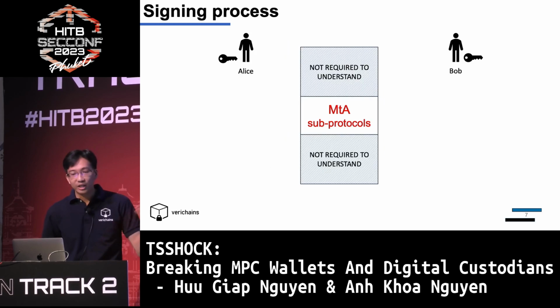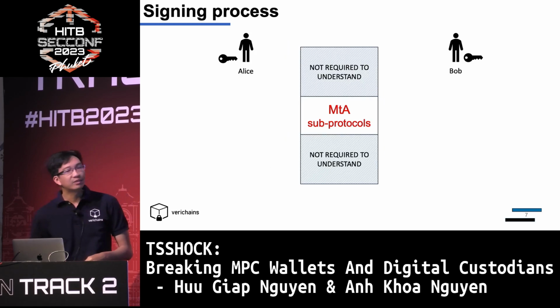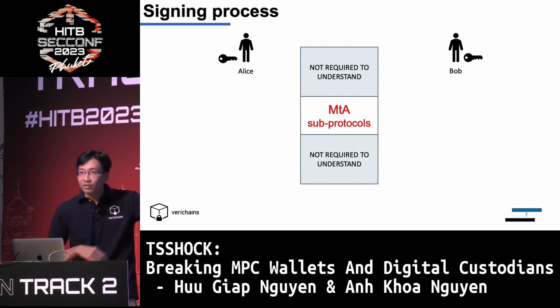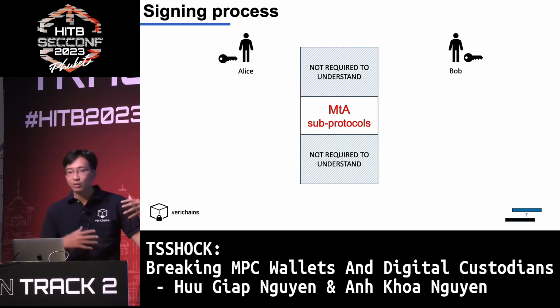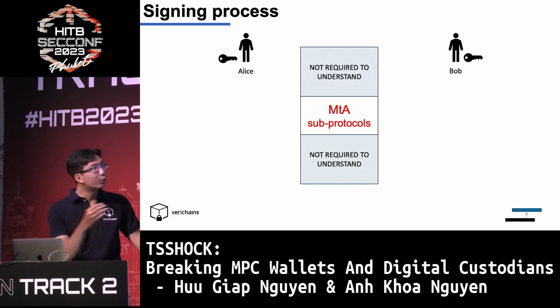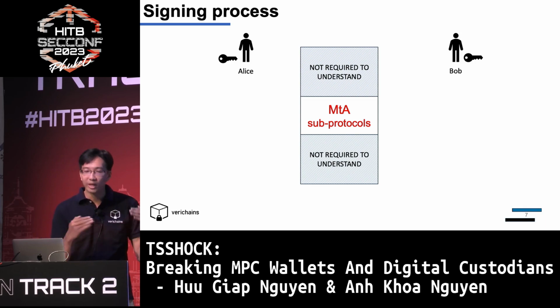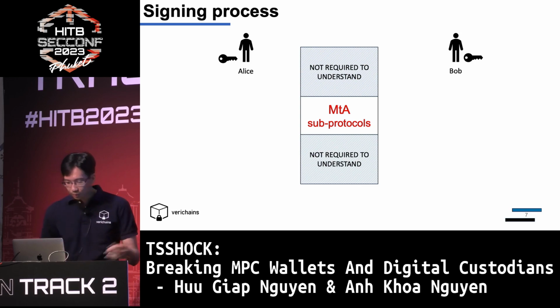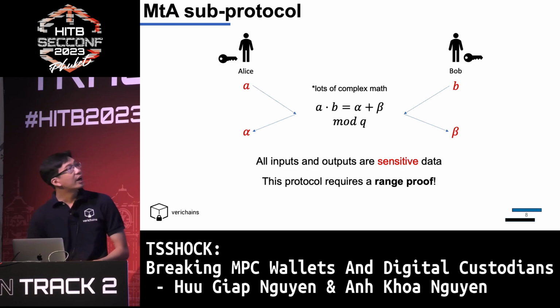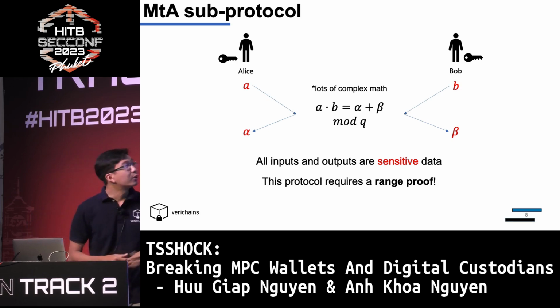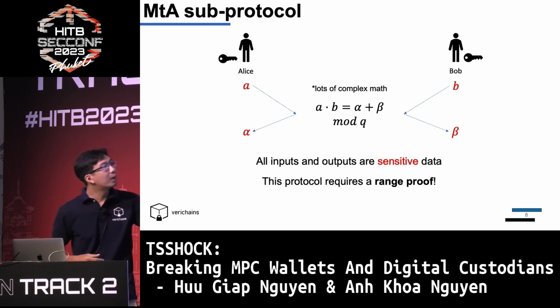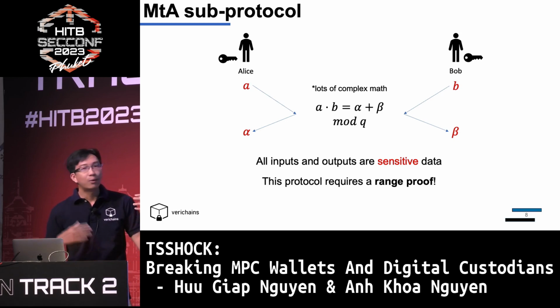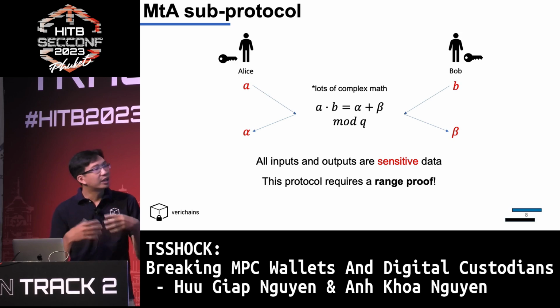The MTA is actually used in the signing process, so you don't need to understand what's above or below. You only need to know that we have Alice and Bob here, and during the signing protocol, they will perform MTA sub-protocols. The idea of the MTA sub-protocol is actually very simple. Alice has a private value a. Bob has a private value b. Now, the MTA protocol processes and gives Alice a value alpha and gives Bob a value beta, such that a multiplied by b equals alpha plus beta.